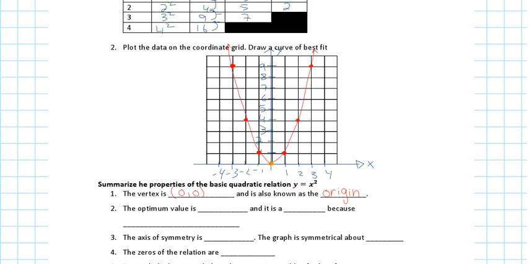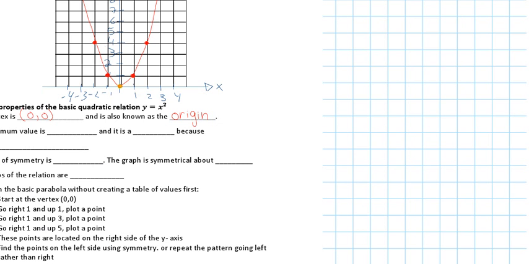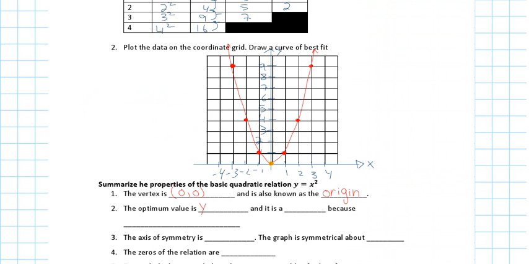The optimal value is y equals 0. Remember, when I'm looking at the optimal value, I am looking at the y value of my vertex, right? So it's y equals 0, and is it a max or a min? It's a min, because which way does the graph open? The graph opens up.